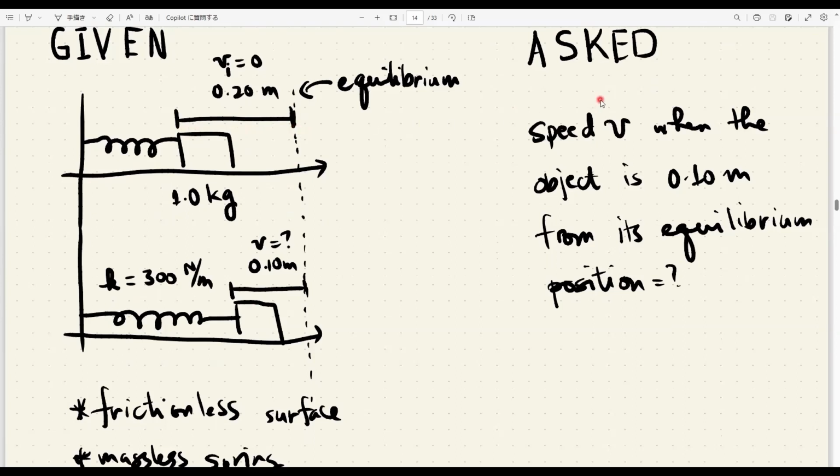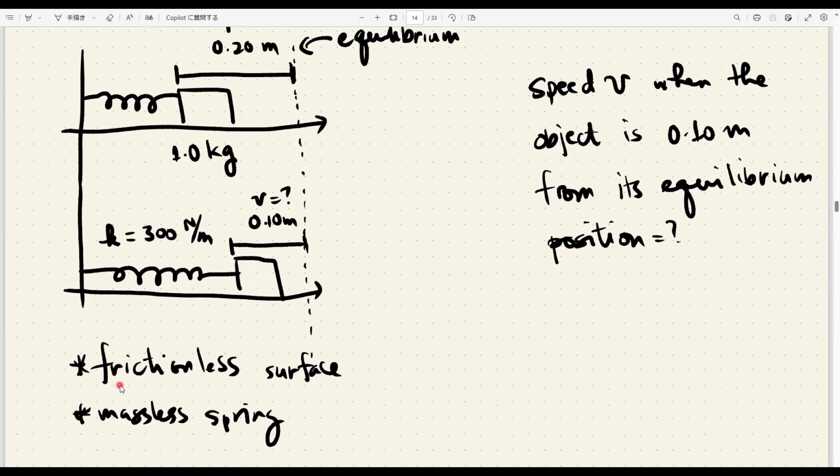The question that we are asked is, when it reaches the position that is 0.10 meters from the equilibrium position, okay, so from 0.20 to 0.10, when it reaches this point, because it's going to move to the equilibrium position, right? It's going to reach this point. When it reaches this point, what is the speed of this object? That's the question. And we are also told that the surface here is frictionless.